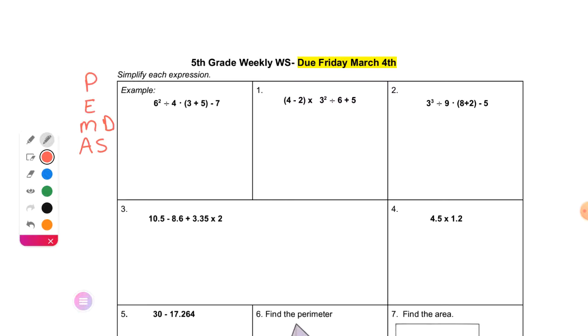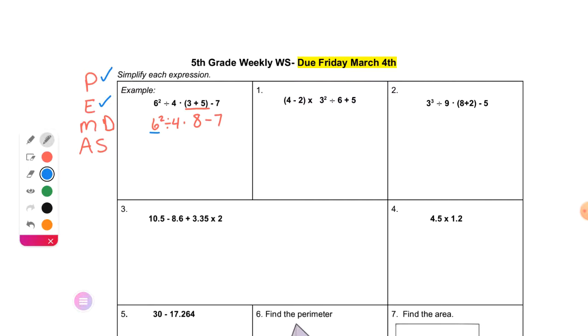Emmett, what am I going to do first? Okay, why am I going to do 5 plus 3 first? Okay, what is 5 plus 3? 8. So I'm going to put an 8 here. What do I do with everything else, Emmett? Drop it down. Briley, what am I going to do next? Exponents, because I got my parentheses, so now I'm going to my exponents.